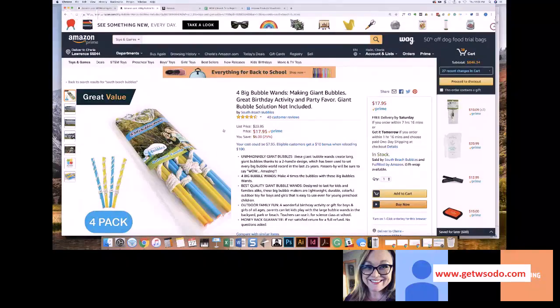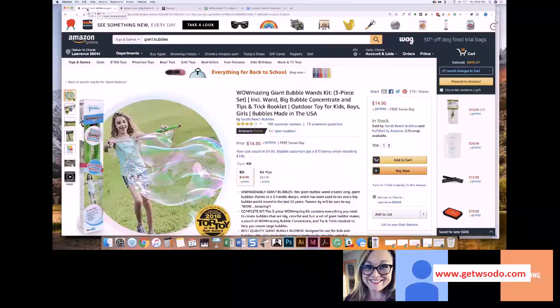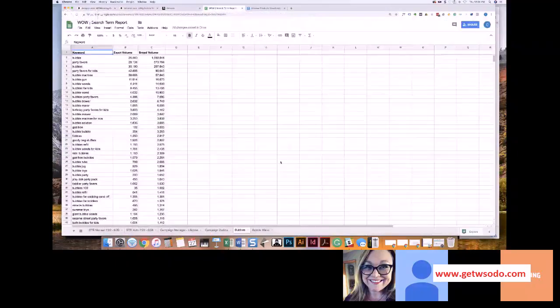So we went ahead and because the wands are on their own page, as they should be, and they're separate from the kit, as it should be. The one thing that you would have here in this campaign structure is that you would actually go ahead and advertise the same keywords once I went in and did the keyword research for this product.